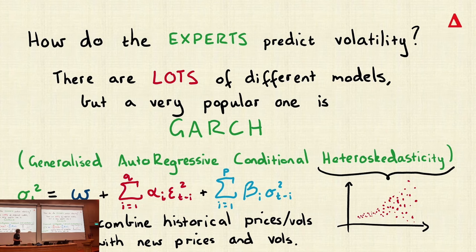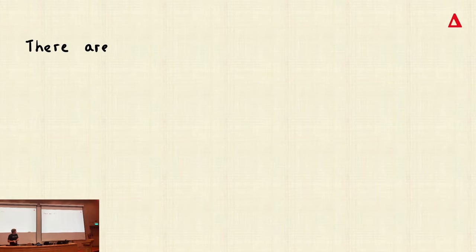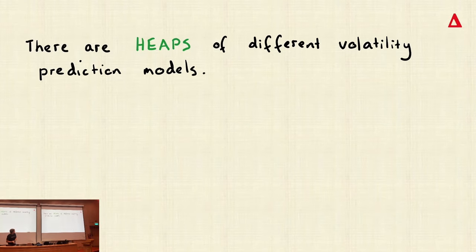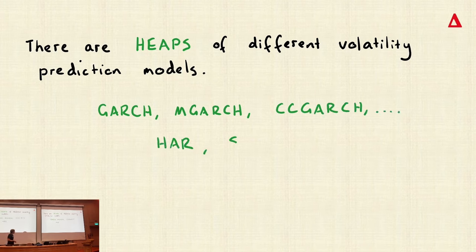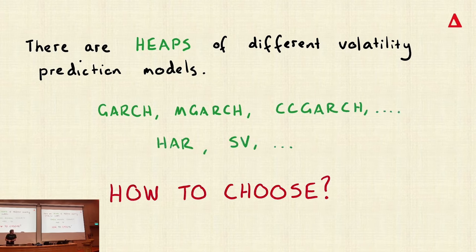Anyways, there are other forms of GARCH we can use. There are plenty of other models we can use for volatility, so I'll just list some of them here. Different types of GARCH we can use, different realized volatility models. How do we choose the right one? Well, it depends on what you're trying to model. It depends on the dynamics of the stock that you're choosing. So different stocks like different models.